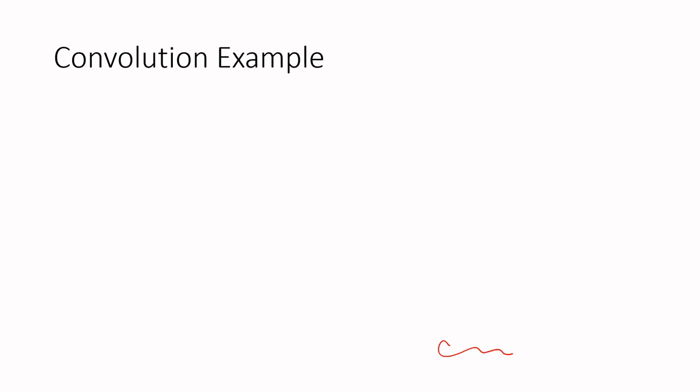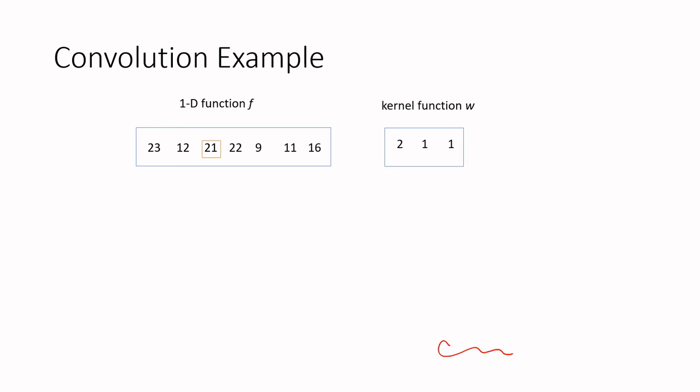So let's look at a convolution example to understand what we mean by convolution. Let's look at a one-dimensional function f, and let's say that this function consists of a series of numbers 23, 12, 21, 22, 9, 11, and 16 as shown here. And let's define the other function, which is what we call the kernel function. You can see that the kernel function is much smaller than the signal function, and it's always the case. Kernel functions will always be smaller than the signal functions. In this case, the kernel function consists of three numbers, 2, 1, 1.